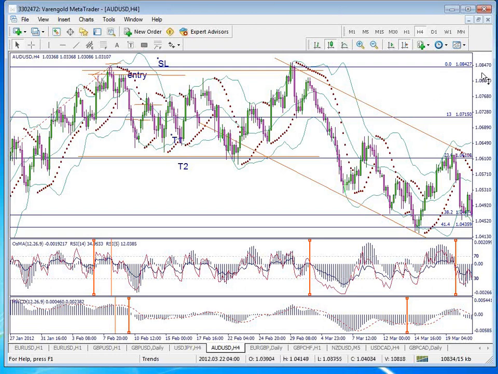If you have a 5-digit platform, just be careful because the trailing stop is in points, not in pips.